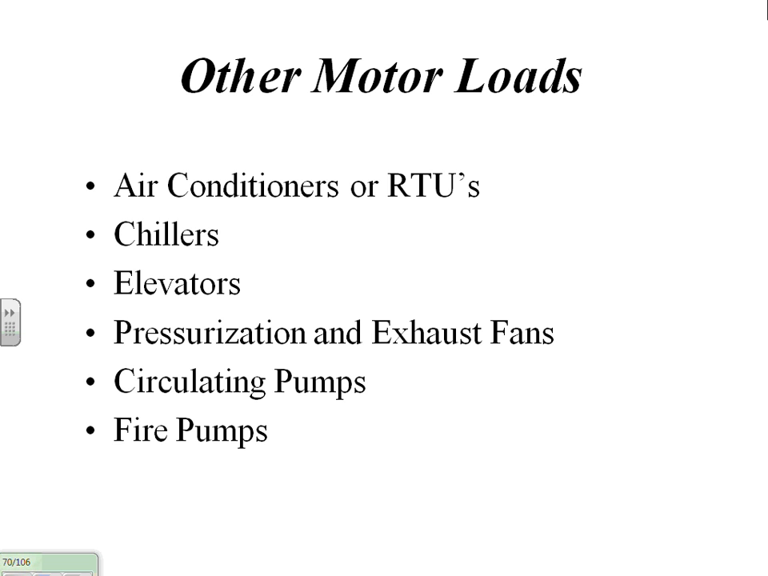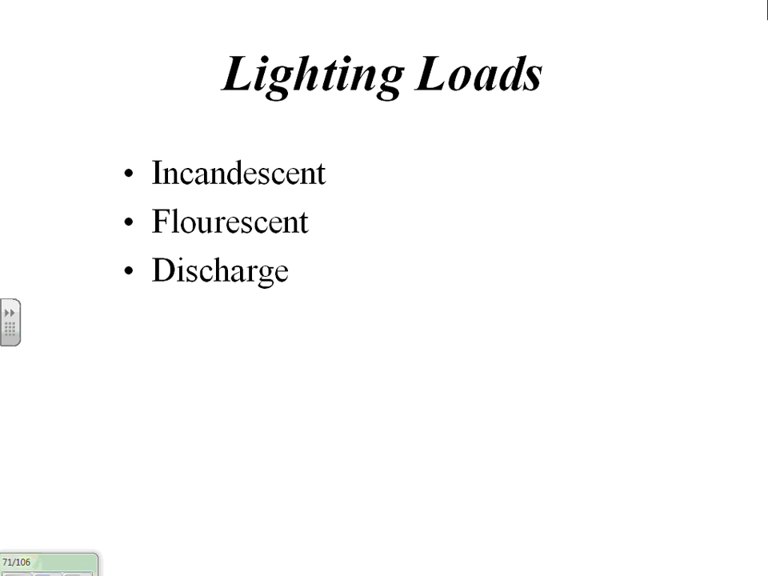Okay. Other motor loads. We've got air conditioners or rooftop units, chillers, elevators, and in all the stairwells we're going to see pressurization and exhaust fans. Maybe in the water system, we'll see circulating pumps, and we're going to see a fire pump. Other types of loads are out there for motors. Lighting can be incandescent, fluorescent, discharge. We talked a little bit about discharge for warehouses. Outside lighting too.